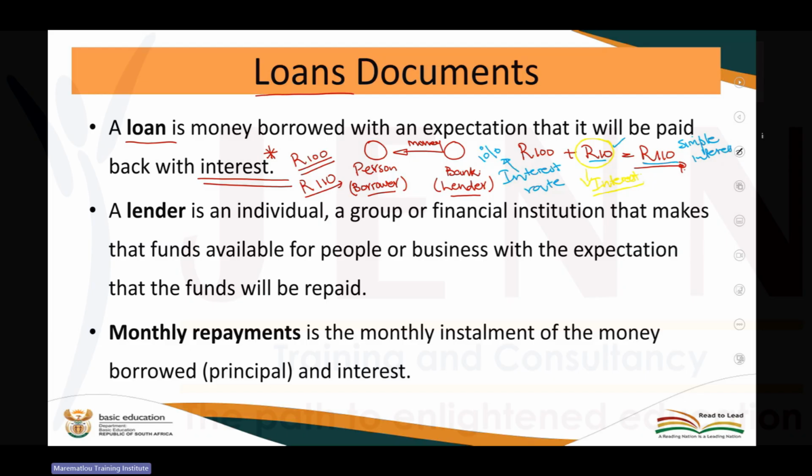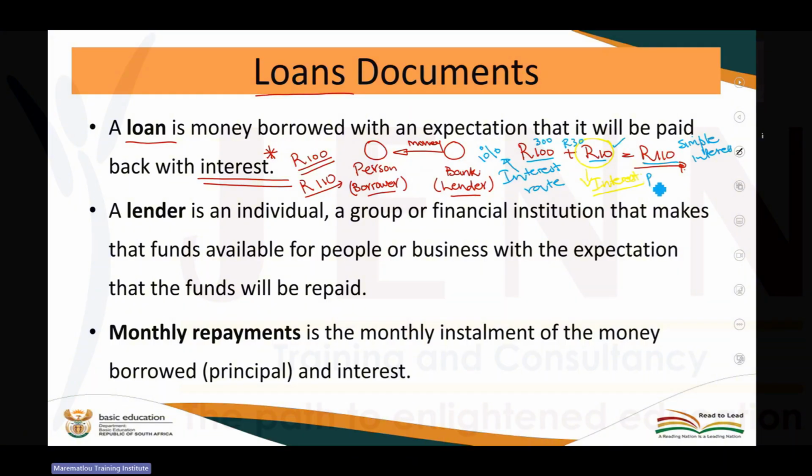You understand that? Now, when the amount of money that is borrowed goes up, the bank will also get more interest. Obvious. If now you are borrowing 300, the interest rate can remain 10%. Now you calculate 10% of 300, which is 30 rand.